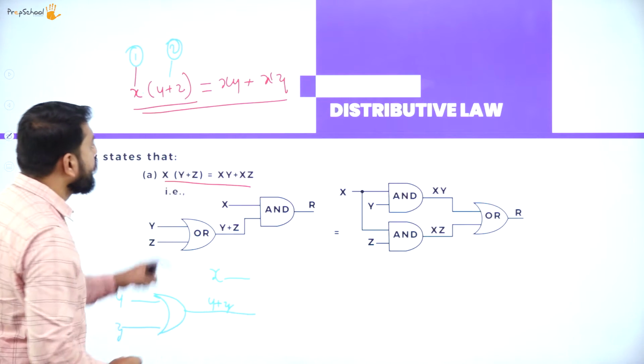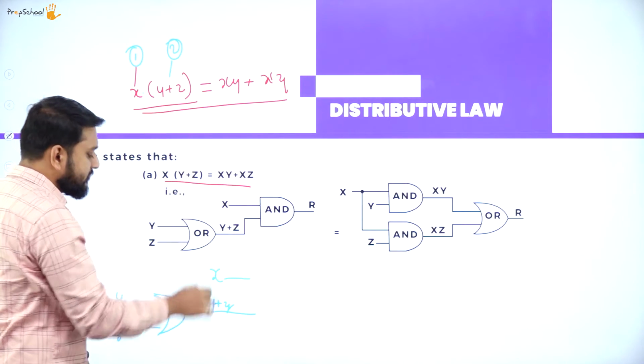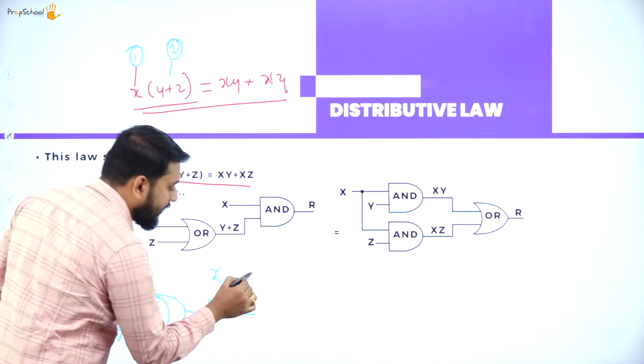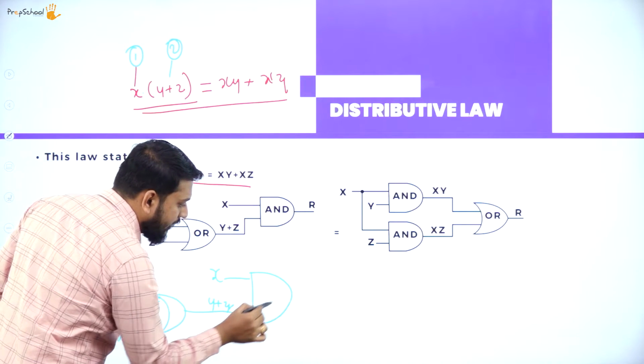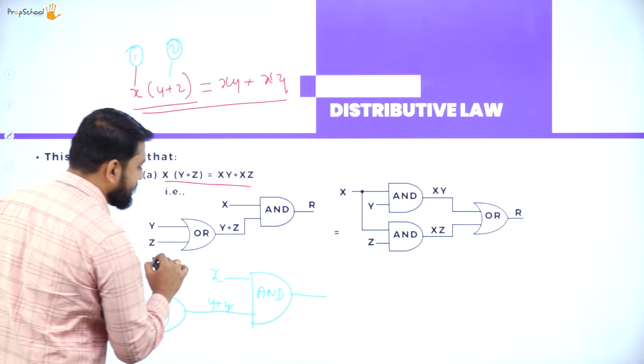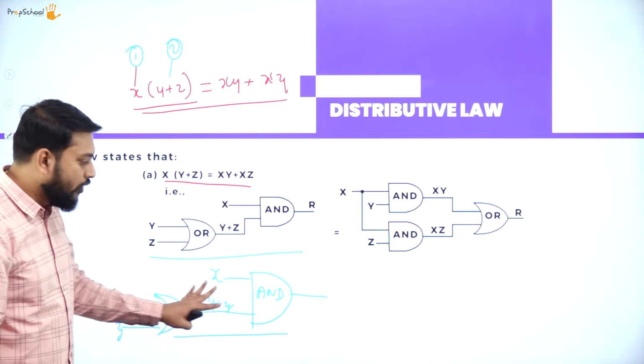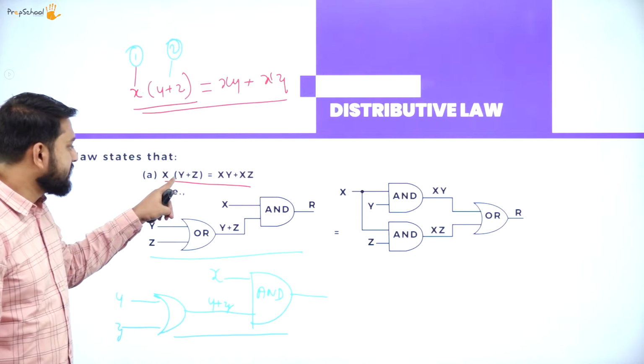What is the gate I have here? I got the x and I got the y plus z also. What is the gate I have to use? AND gate. I will write the AND gate. So I have the AND gate with me. Is this looking like this? Yes. This is how I write the graphical symbol for this expression.